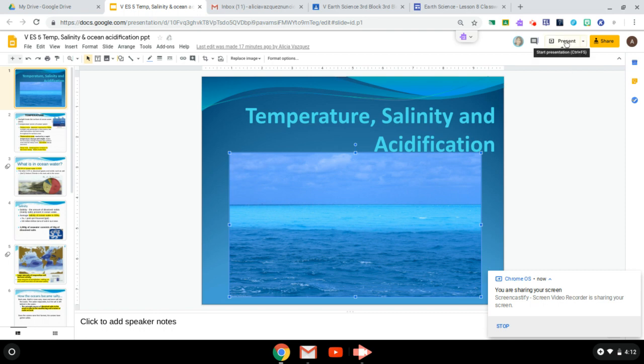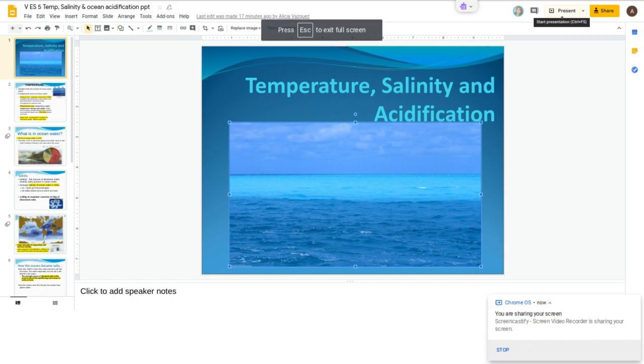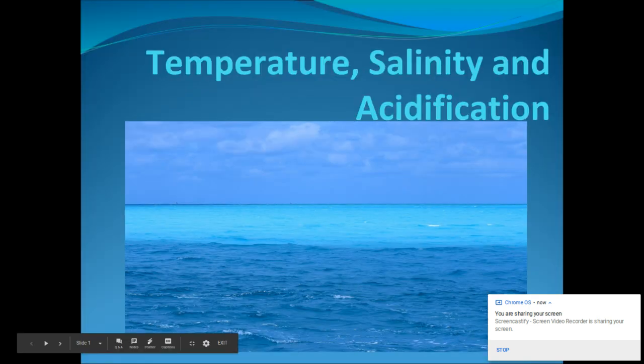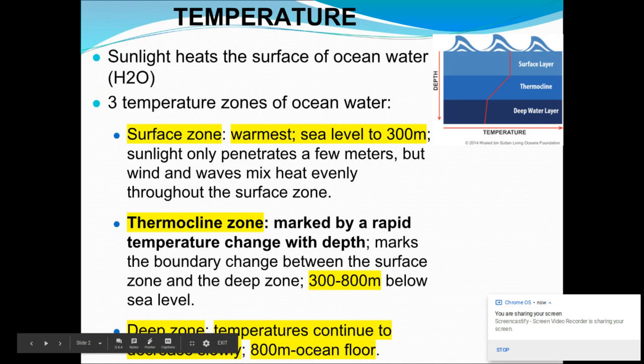Right, children, we are on day 9. We're going to go over temperature, salinity, and acidification. Let's go over the temperature of the ocean really quickly. Bear with me as my slide loads here.